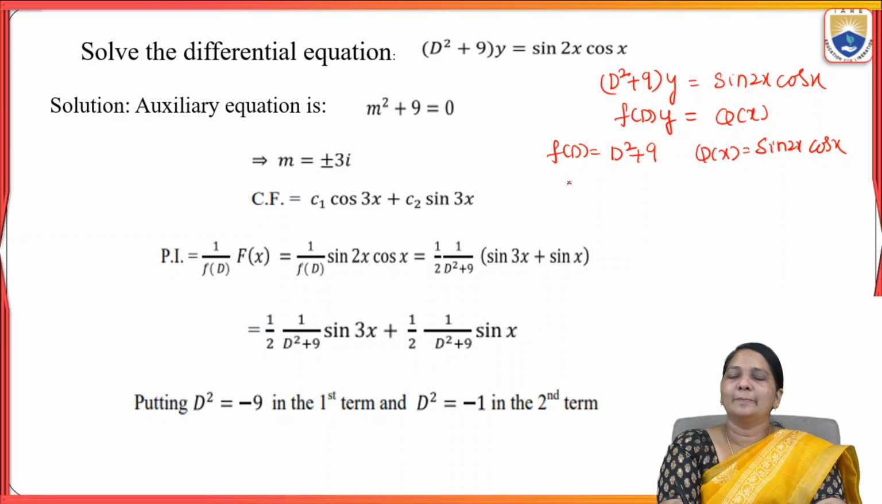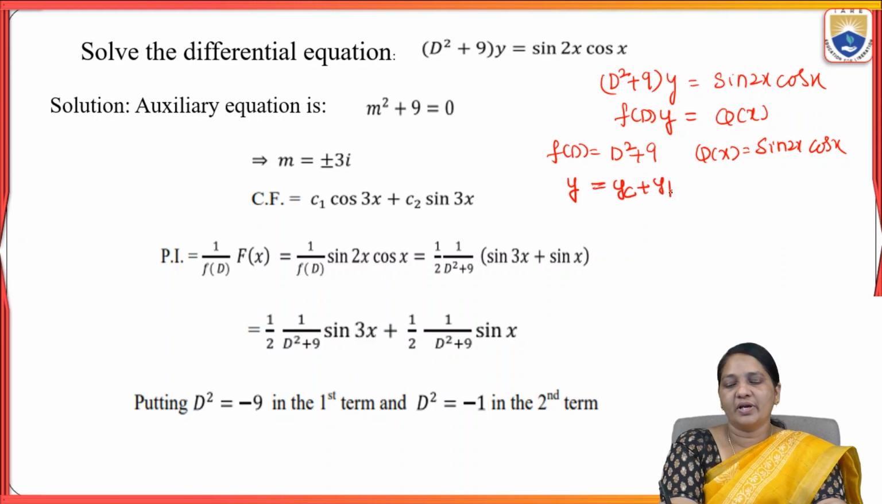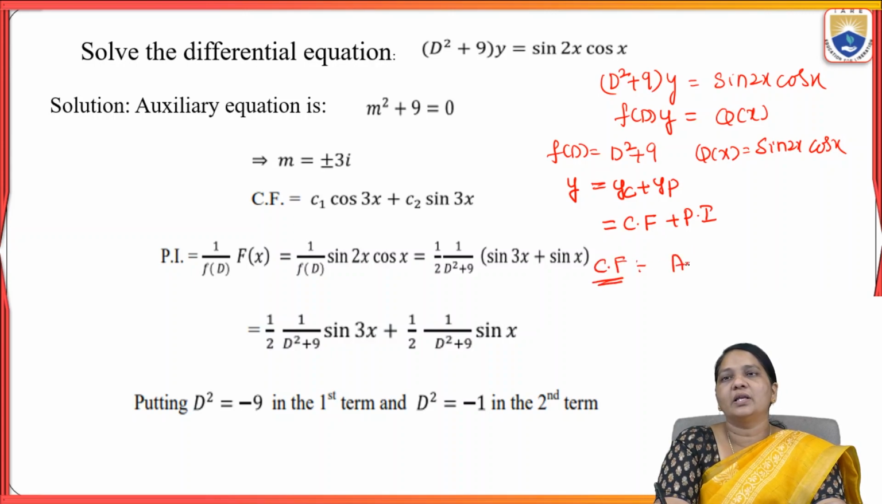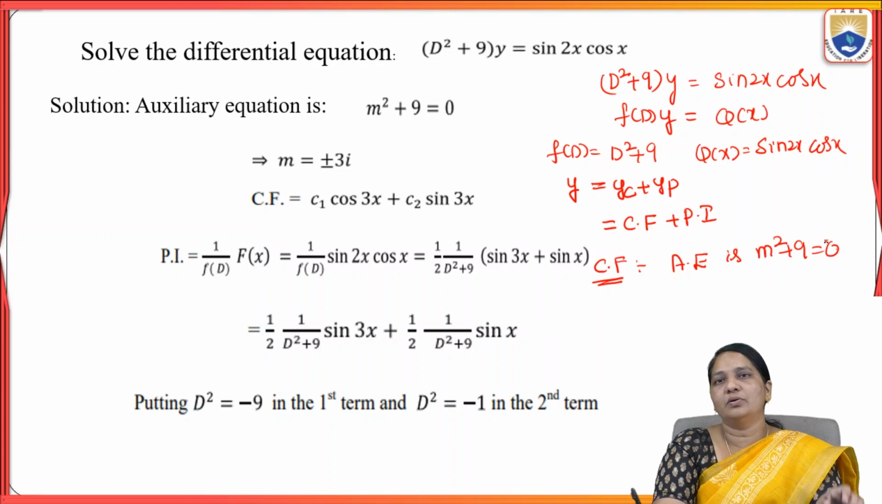So first of all, what is the general solution? General solution y equal to yc plus yp, that is complementary function plus particular integral. So first I am calculating the complementary function. For that I need the auxiliary equation. What is the auxiliary equation? Auxiliary equation is m square plus 9 equal to 0.